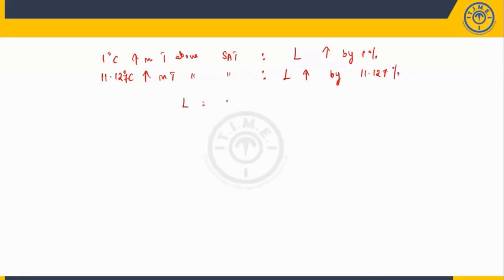So actually length is 2250, which is after application of the correction for elevation. To this elevation corrected length only we need to apply the correction for temperature. Therefore, that is 2250 into 11.127. Since it is percentage, I am dividing it with 100. So I am getting it around 250 meter. This is correction for temperature.